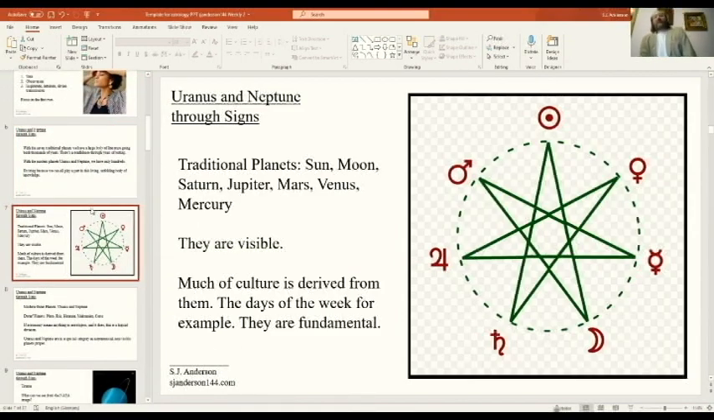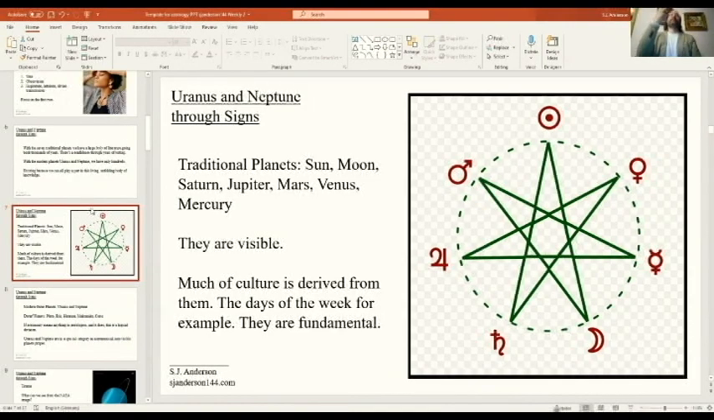The other thing about the traditional planets is that they're visible. And Uranus and Neptune certainly aren't visible. Uranus can sometimes be seen hazily. And under very special conditions, there's a glimmer of it, but it wasn't visible enough, often enough, to be known as a planet until it was observed by telescope in the 18th century.